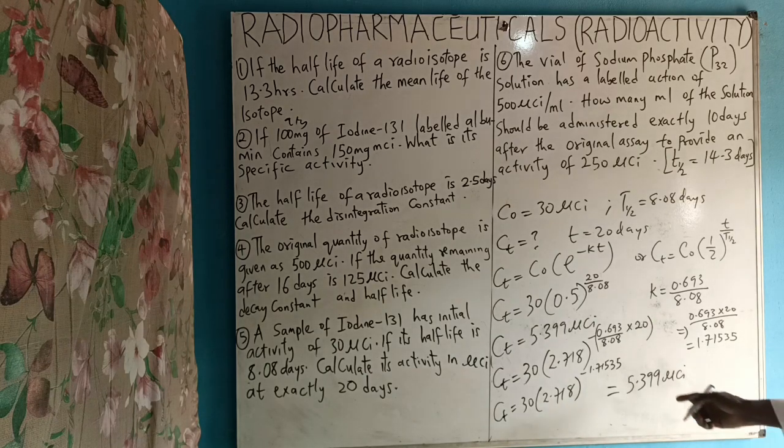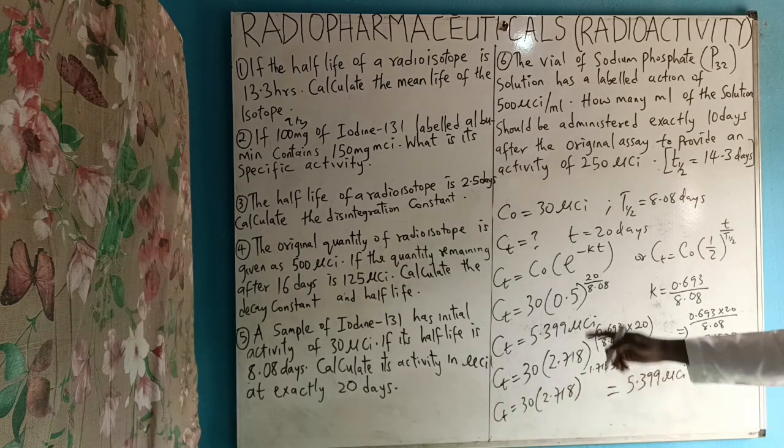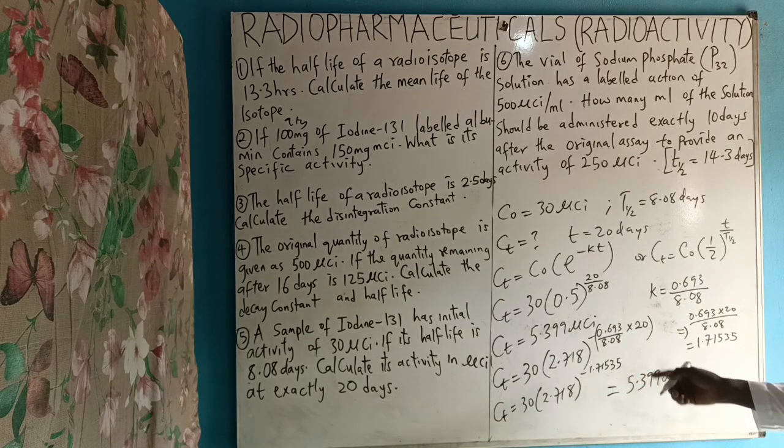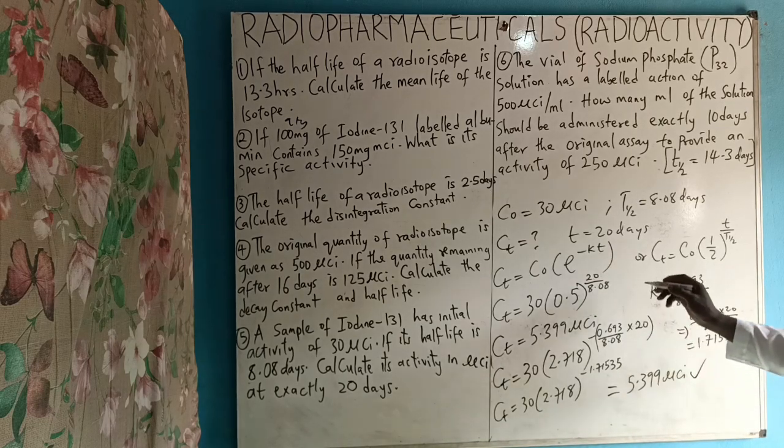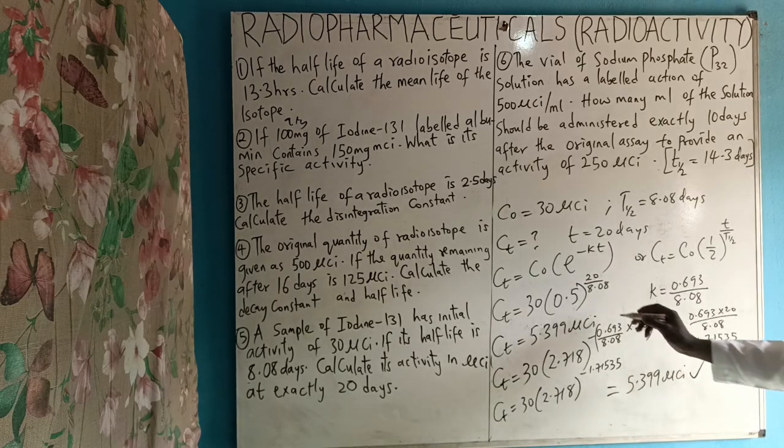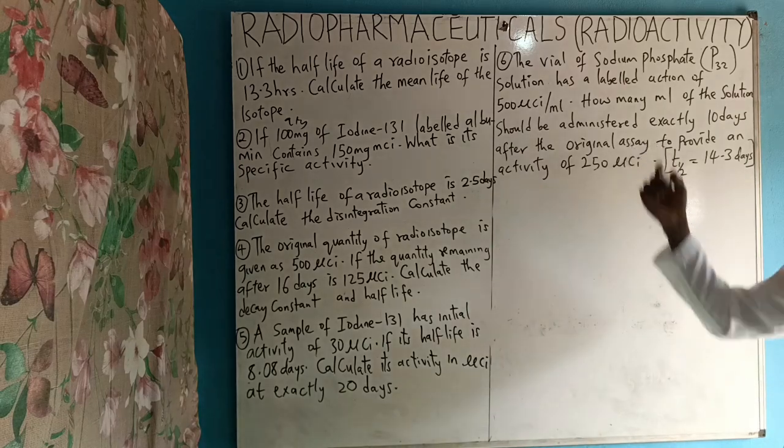Okay, and so what you do is you use your calculator to confirm these answers. This is the first method, and which other one? This is the second method. Go to the last question on the page.